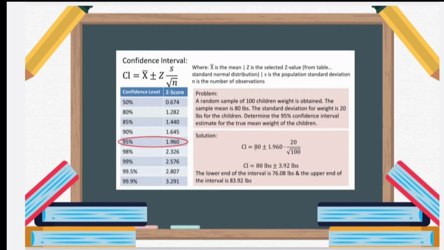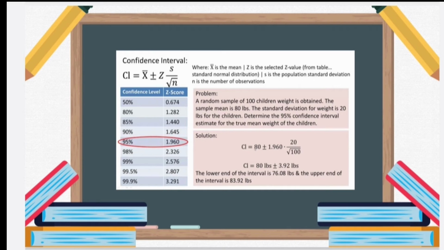So let's proceed to the sample problem. A random sample of 100 children's weights is obtained. The sample mean is 80 pounds or lbs. The standard deviation for weight is 20 lbs for the children. Determine the 95% confidence interval estimate for the true mean weight of the children. So isa-substitute natin yung mga given value gamit ang confidence interval formula.